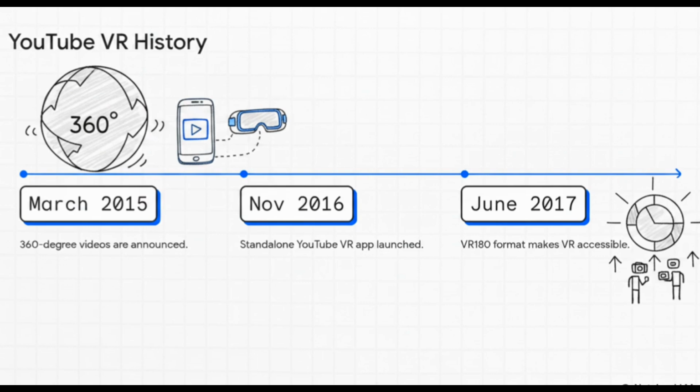All right, let's level up one last time for Section 4, Immersive and VR Experiences. Things have evolved incredibly fast in this space. Back in March 2015, they launched 360-degree video support, which was a total game changer, allowing users to physically pan around real-world environments. Then, by November 2016, realizing how huge this was getting, they released the standalone VR app. And in June 2017, they introduced the VR 180 format. That was a big deal because it drastically cut down on the crazy technical requirements of full 360-degree filming, making it way more accessible for everyday creators to produce really high-quality immersive content.